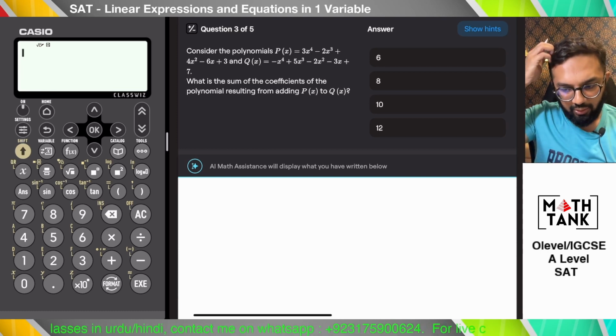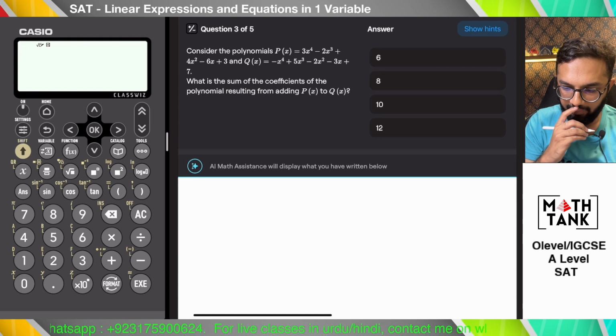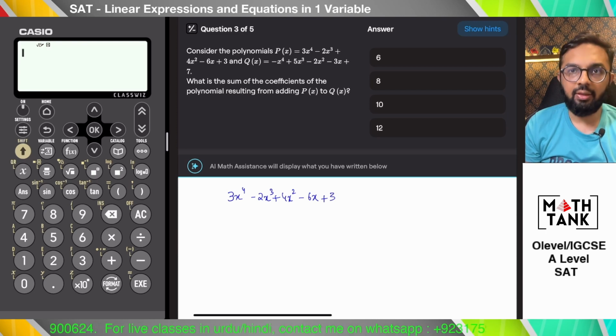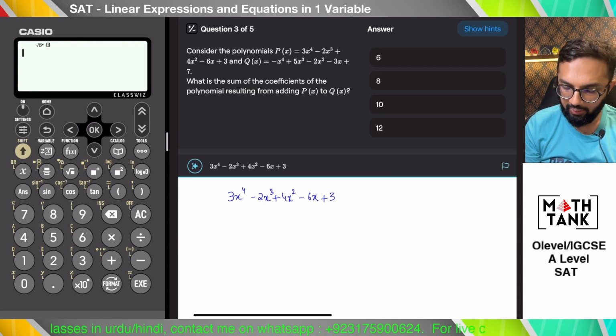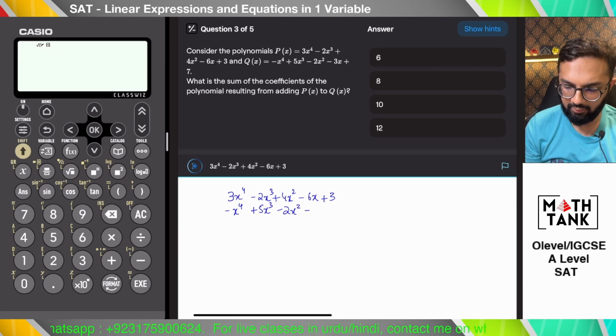So consider the polynomial. What is the sum of the coefficients of the polynomial resulting from adding p of x to q of x? So I just need to add these together. 3x to the 4 minus 2x cubed plus 4x squared minus 6x plus 3. The intelligent way of writing this is to write them one below the other and write like that, so that you don't make a silly mistake.